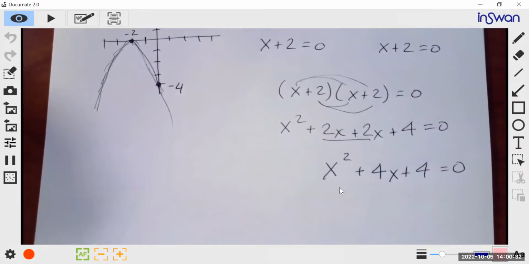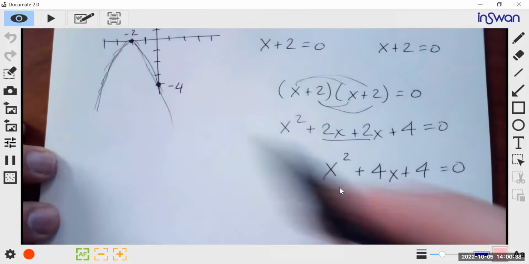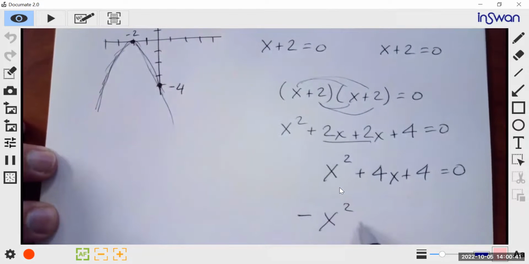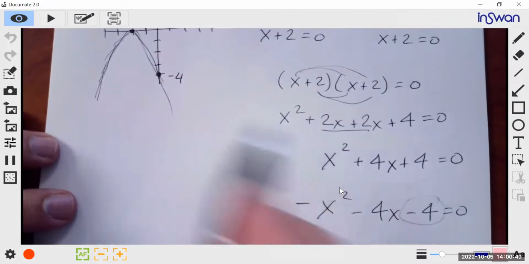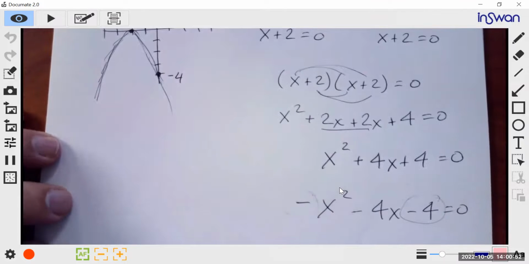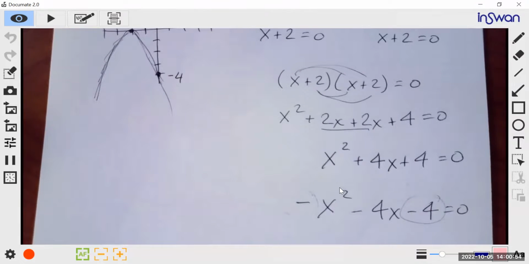Are we done? What do you have to do? Yes, because it opens down, we have to change all the signs. And our y-intercept is -4, check. It opens down, check. Pretty good so far.